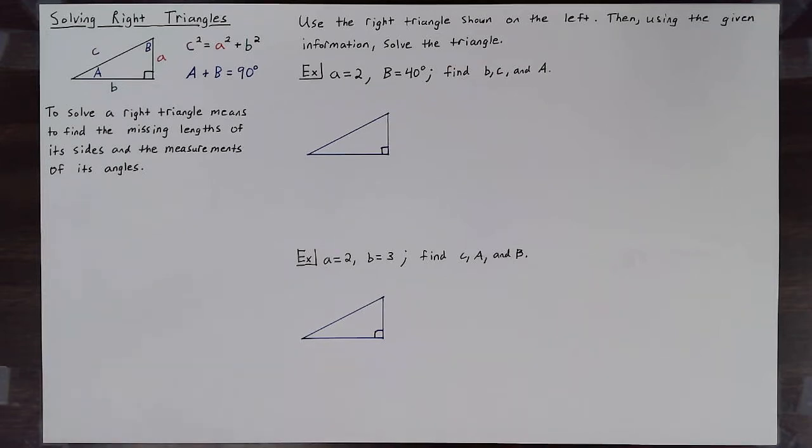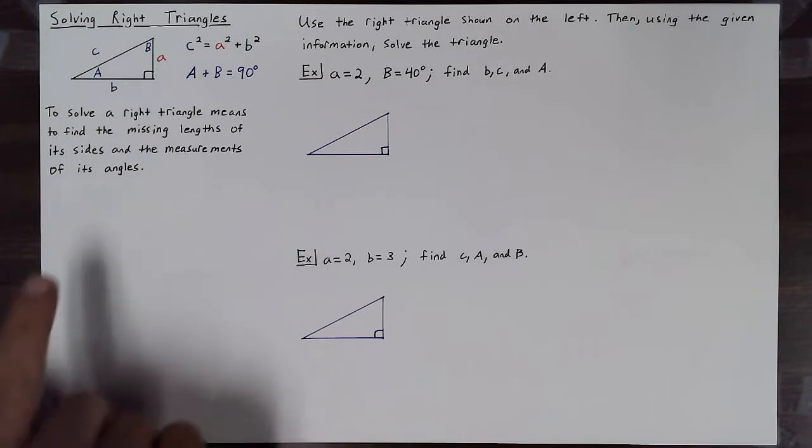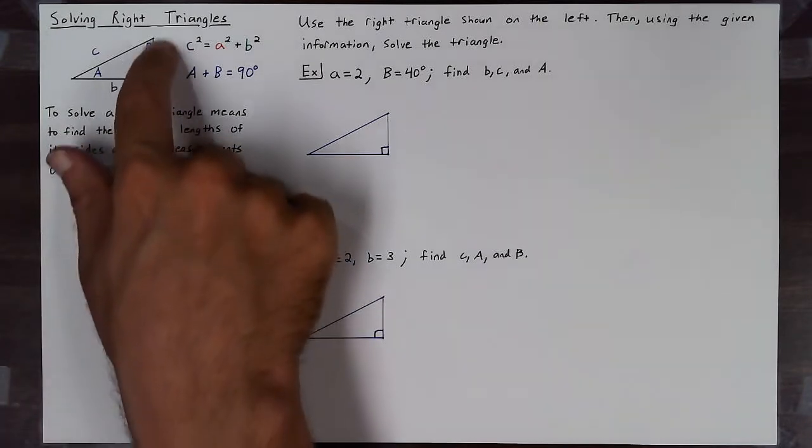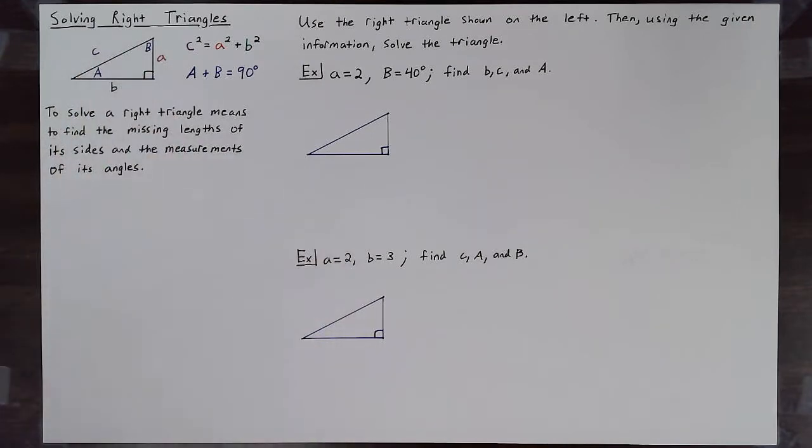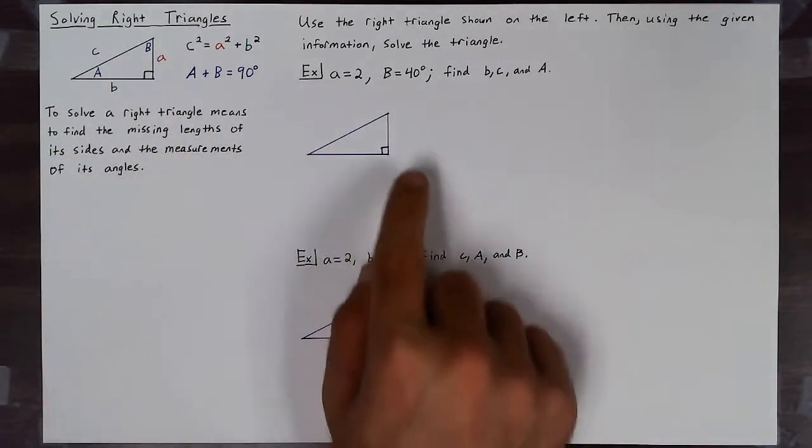In this video, we are going to learn how to solve a right triangle. Now, what does it mean to solve a triangle? It's not necessarily an equation. By definition, to solve a right triangle means to find the missing lengths of its sides and the measurements of its angles. So we're going to find all the information we can about a triangle, and that's what it means to solve it.